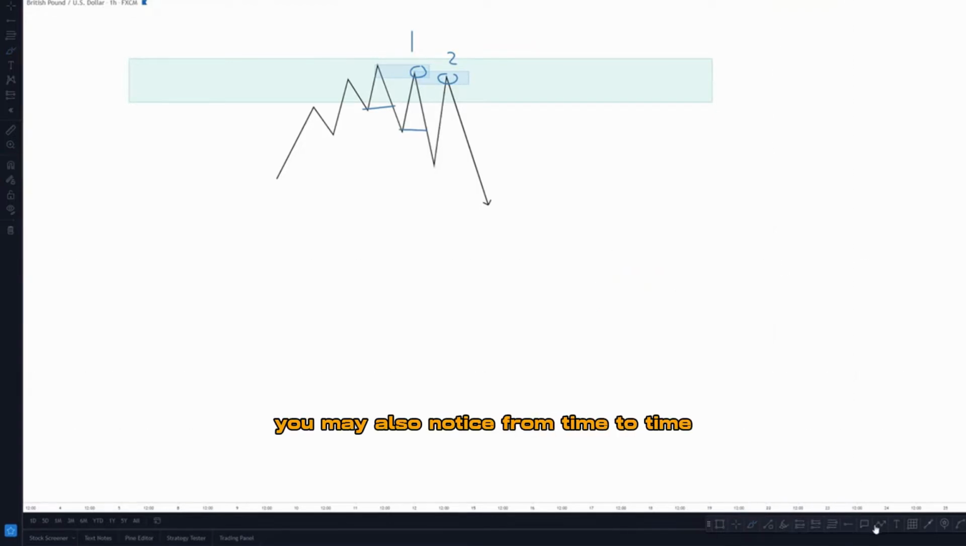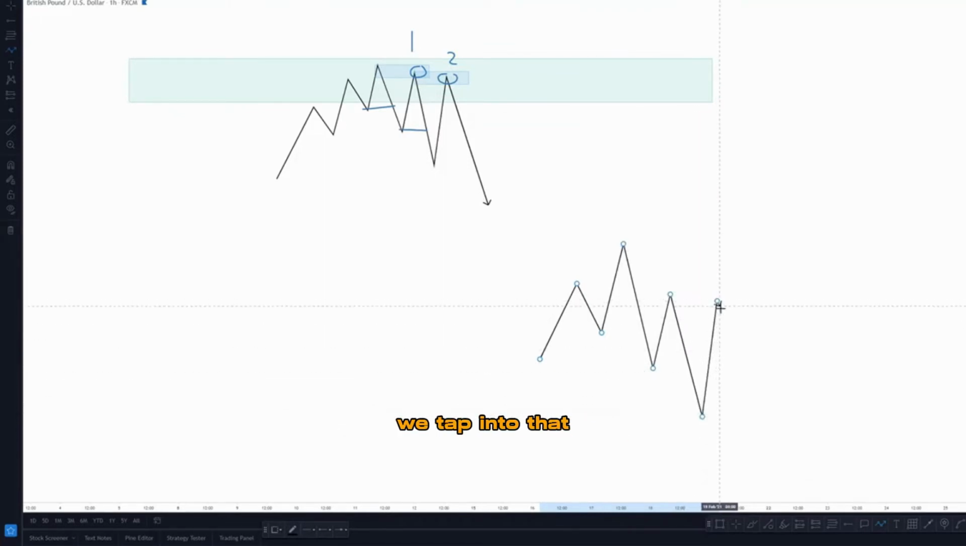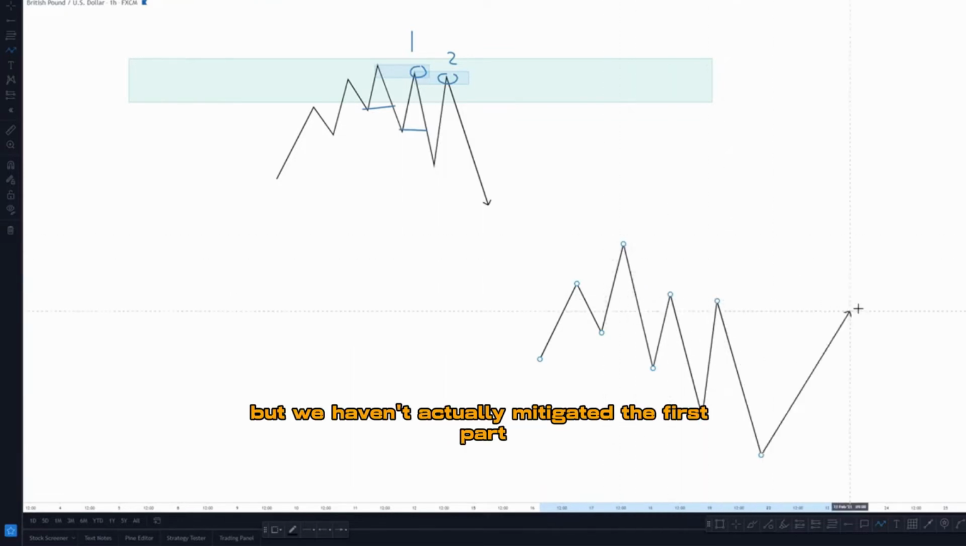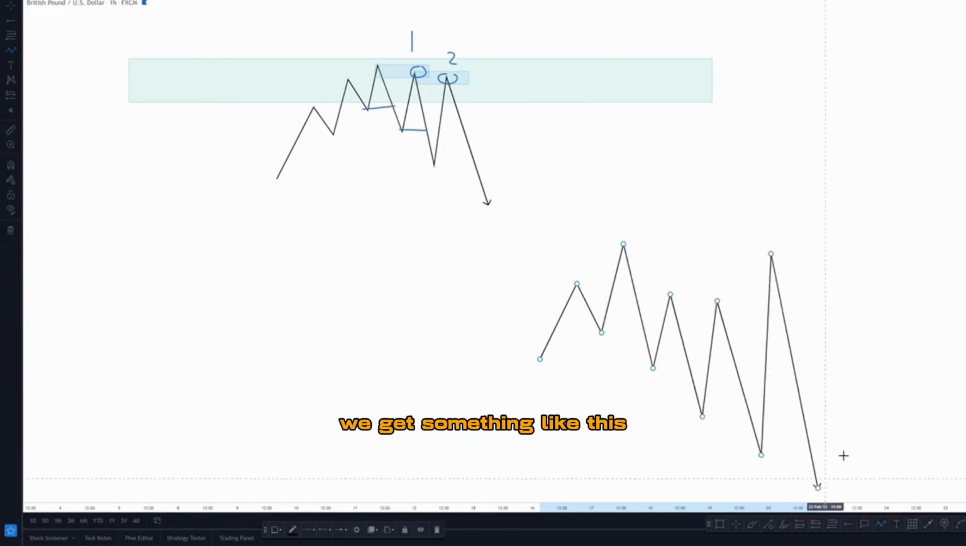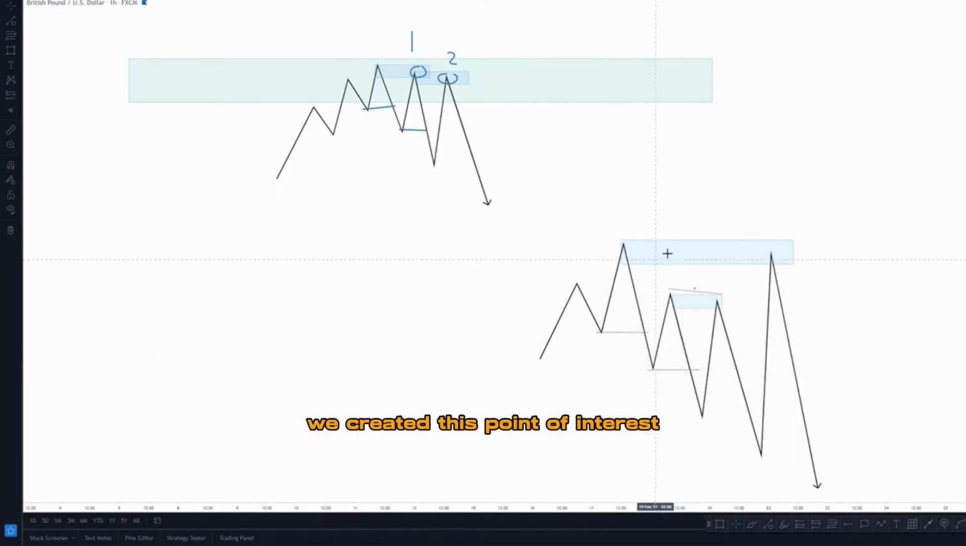Now, one thing you may also notice from time to time when you get these sort of entries is we get that break of structure, but we don't actually tap into this area. We create something like that, we tap into that, continue. We almost print equal highs, but we haven't actually mitigated the first part. So in that event, we get something like this, and we tap into that. There's nothing wrong with taking this entry right here, because we broke structure here. Our initial break of structure was here. We created this point of interest, but we didn't tap into it. We created this lower high, and then we broke structure.